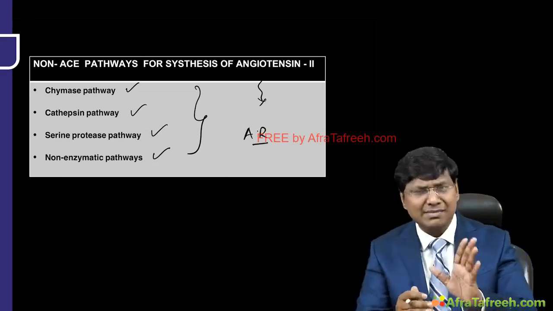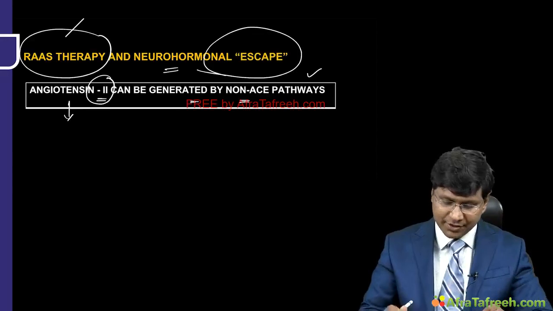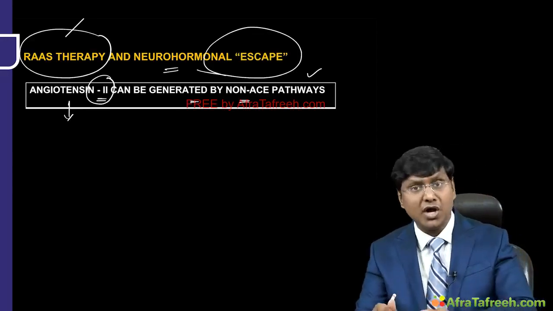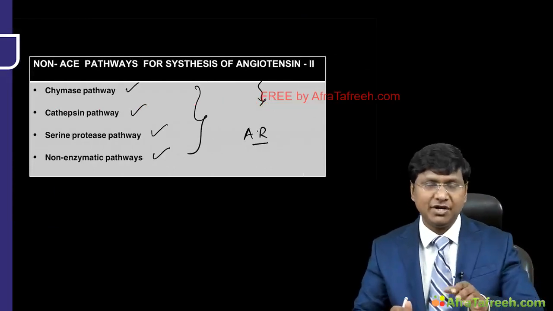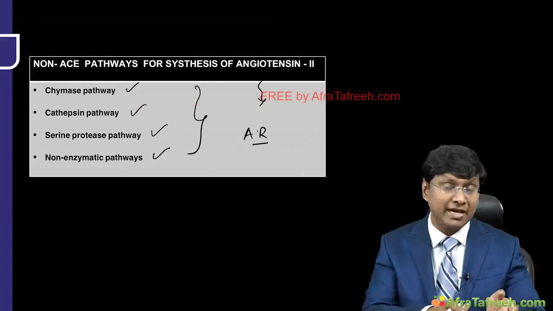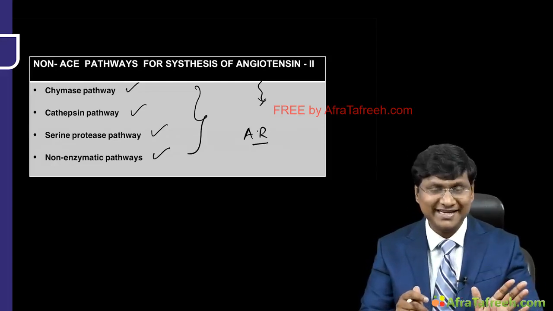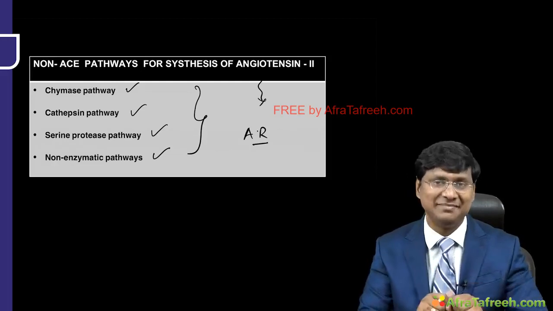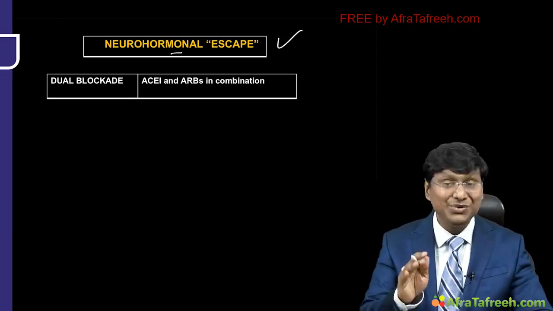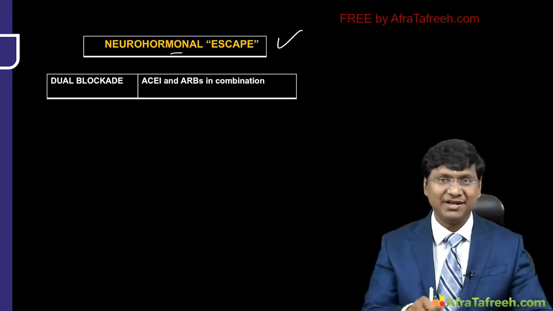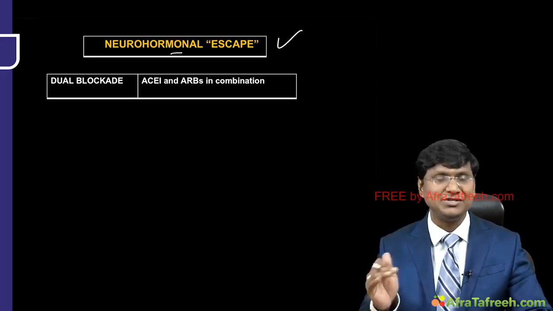Some of the studies have shown that angiotensin 2 is being formed from non-ACE pathways also. These are all the various non-ACE pathways. Now, how to neutralize it? Because the angiotensin 2 formed by non-ACE pathways cannot be neutralized by ACE inhibitors. In order to overcome this neurohormonal escape, you are giving ACE inhibitors, but angiotensin 2 is still formed. That is an escape phenomenon.